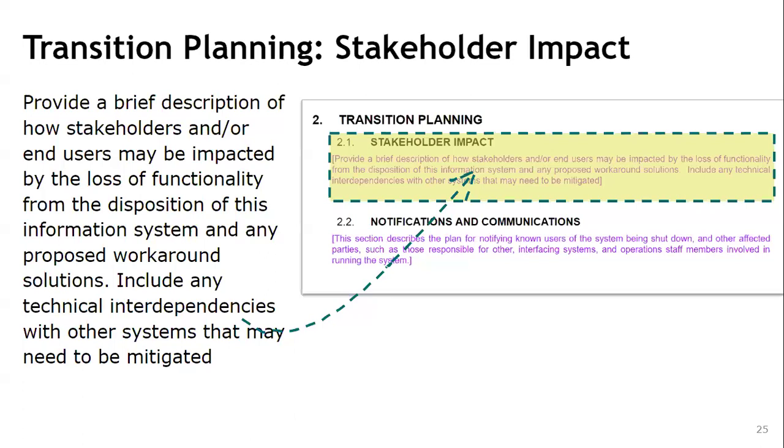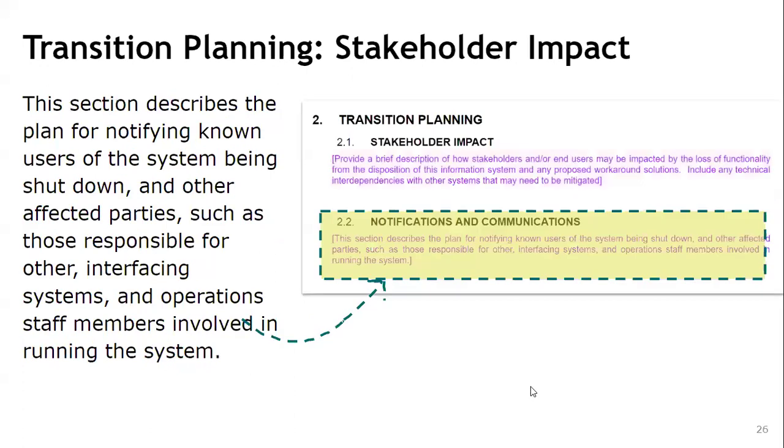So in that case, we have to have appropriate transition planning, and we have to indicate the stakeholders' impact and the end users' impact. So the second one is the notification and communications. This section describes the plan for notifying non-users of the system being shut down and other affected parties, such as those responsible for other interfacing systems and operations staff members involved in running the system.